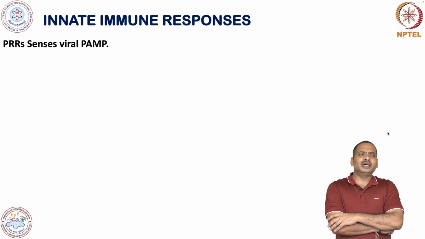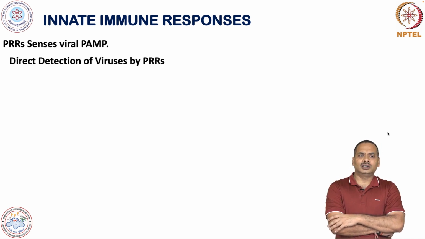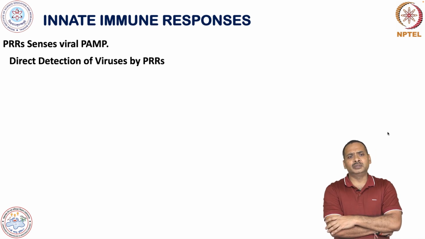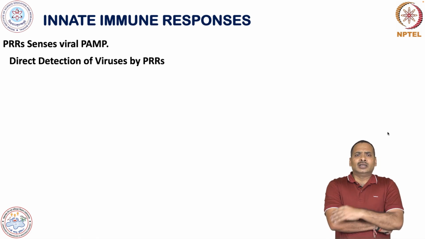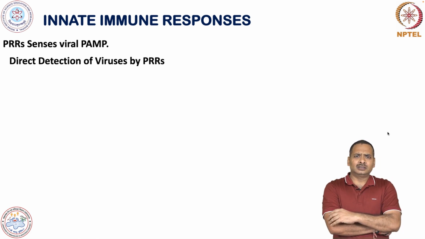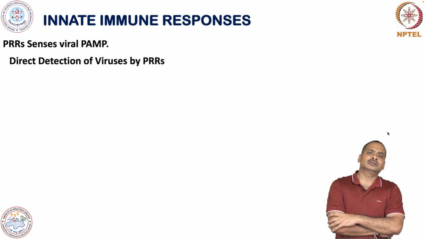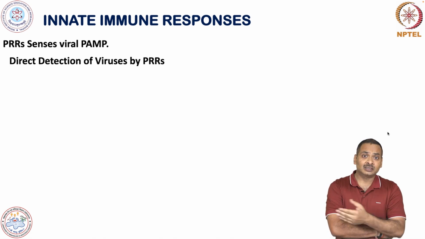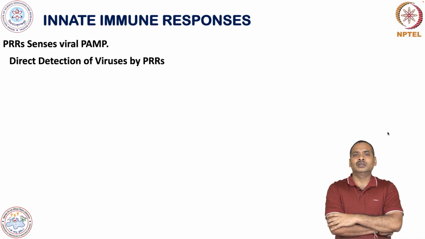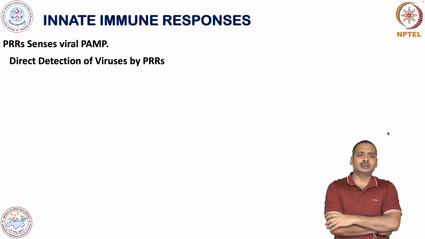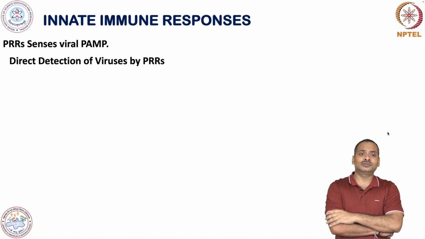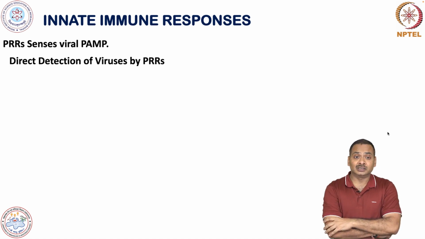So PRRs sense the viral PAMPs, and these viral PAMPs are varied. It could be a nucleic acid, it could be a protein of the virus. This sensing and detection of the virus could be direct sensing of the virus, and another way is that it could be sensed indirectly. So now let's first discuss the direct sensing of viruses by pattern recognition receptors.